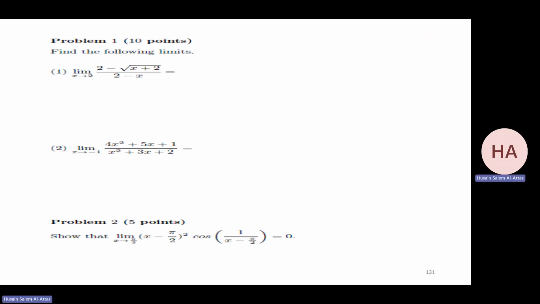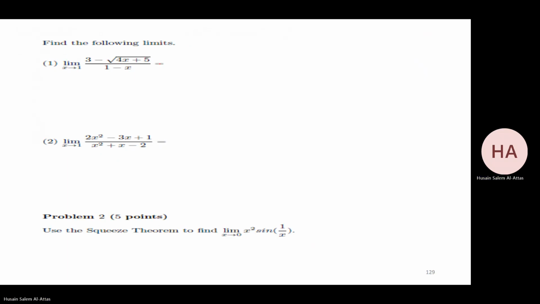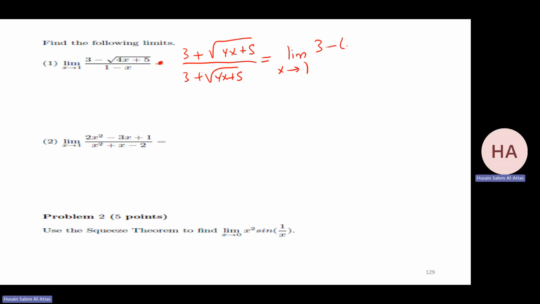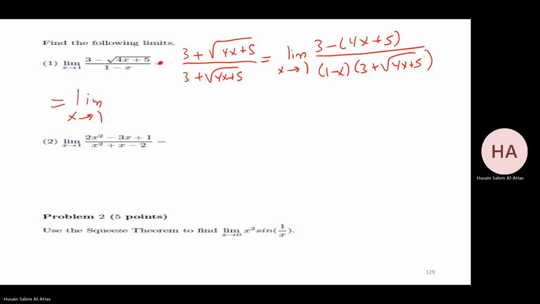Rationalize. You have 3 plus the square root of 4x plus 5 over 3 plus the square root of 4x plus 5, of what limit as x goes to 1, 3 minus, put a bracket to be sure you are not missing anything, the square root of 4x plus 5 over 1 minus x. You are missing nothing. Substitute, and limit as x goes to 1, 3 minus the square root of 4x plus 5. If you substitute, you have got 0 over 0, right?